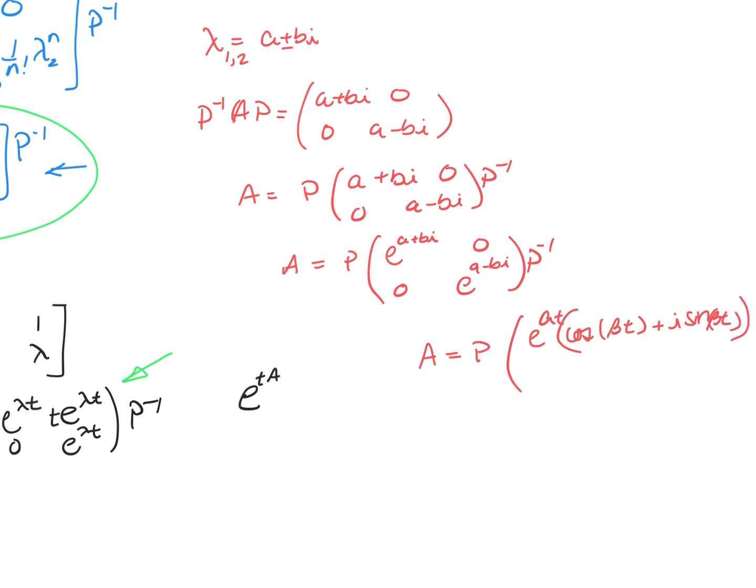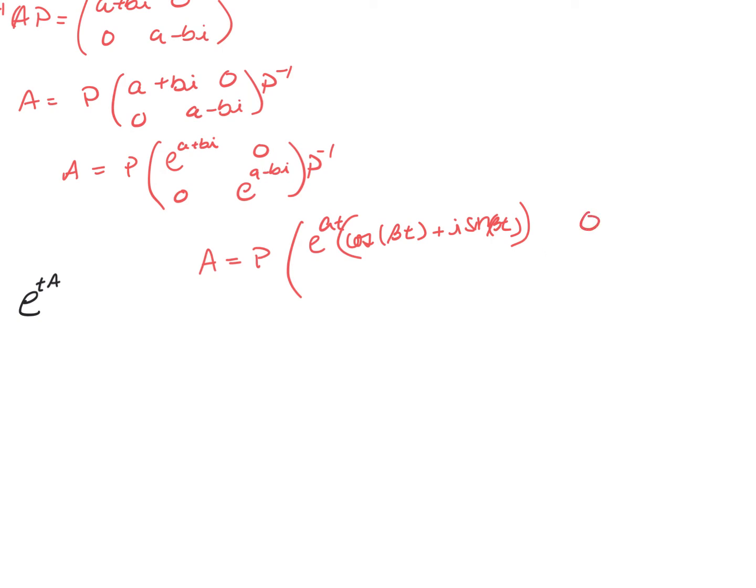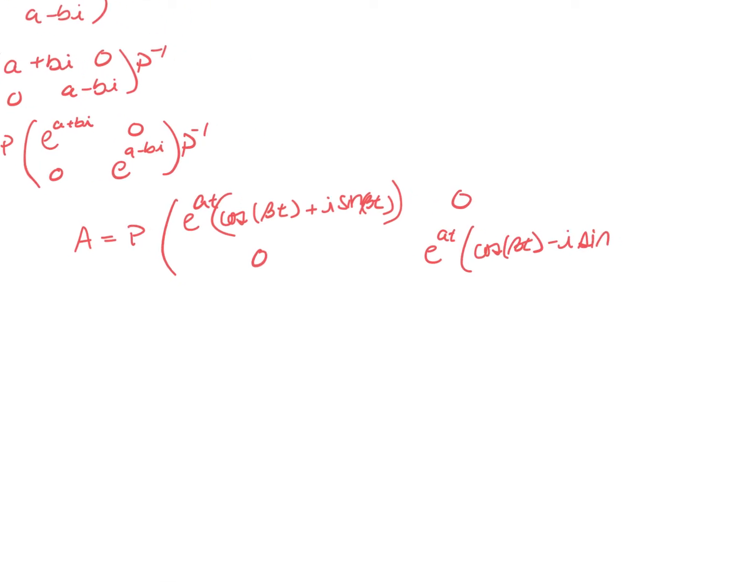And e to the at is multiplied there. A 0 in this position, a 0 in this position, and this would be e raised to the at, the real part, or the alpha, because that's what I've used in the past. And then it'll be the cosine of beta t minus i sine of beta t.